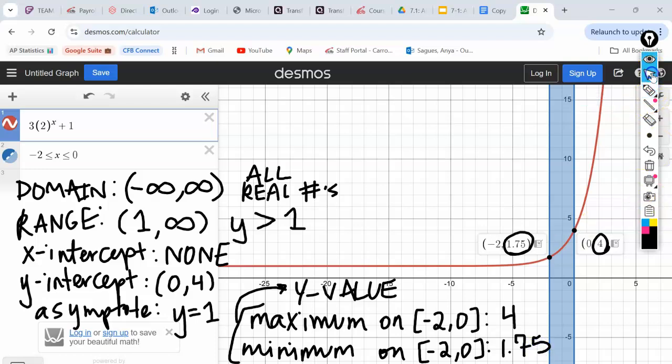Okay, great. That is pretty much it. There are other problems in the packet that you can go through. There's 2 other problems to kind of check your understanding, but this is pretty much all you need to know.